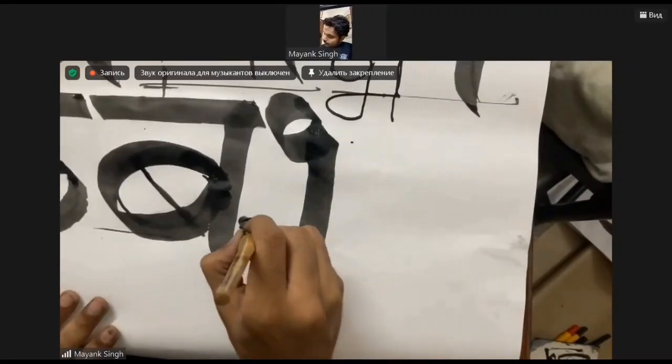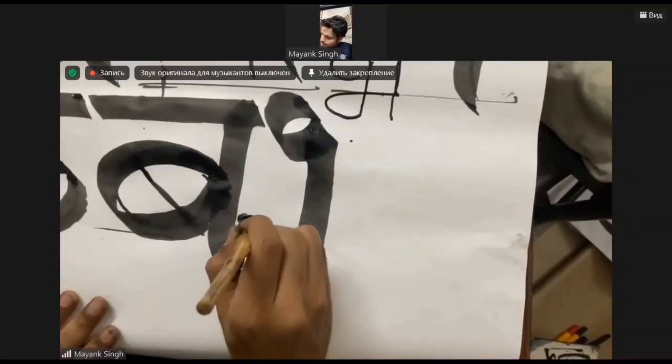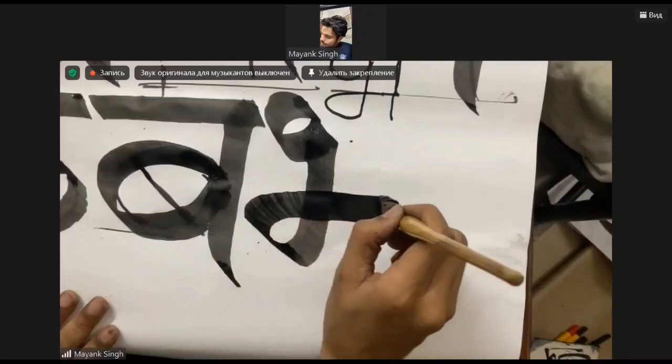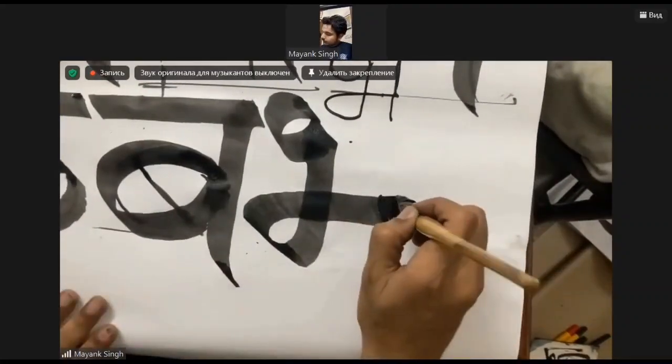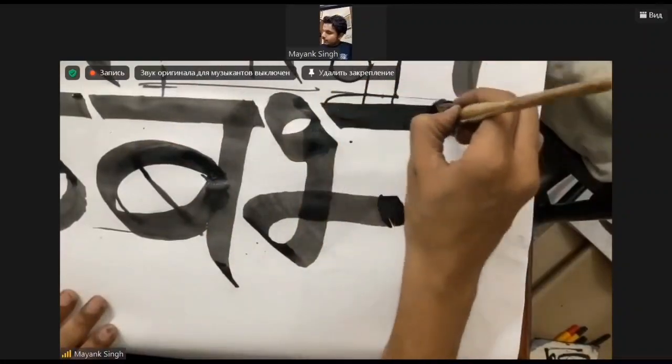From here, you bring your column till here, and then from here, you make a curvy stroke and then a straight stroke. From here, follow the Shiro Rekha.